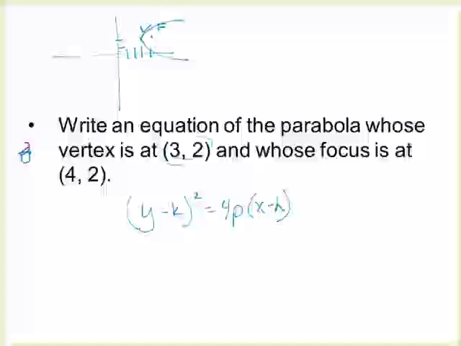Our vertex is our h and k. So we're going to have y minus 2 squared and x minus 3. P is the distance from the vertex to the focus, and it's directional. So from the vertex to the focus is a distance of positive 1, since it's in the right direction. So in this problem, p is 1, so that front multiplier is just 4.